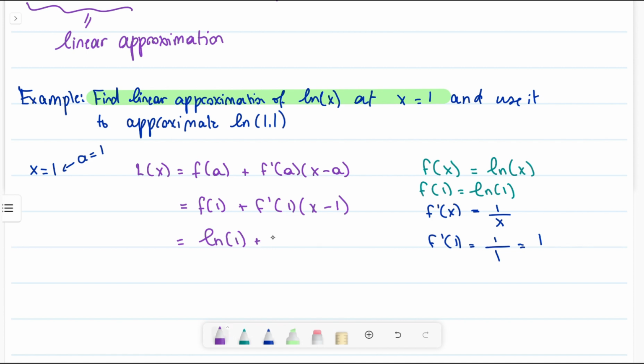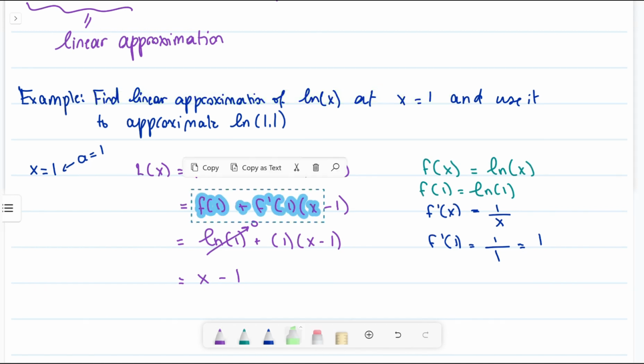So let's write it here. So I get 1 times x minus 1. And if I write ln 1 on my calculator, this gives 0. So my final answer is x minus 1. This means that the linear approximation of ln of x at x equals 1 is x minus 1. Now let's move on to the second part of the question.